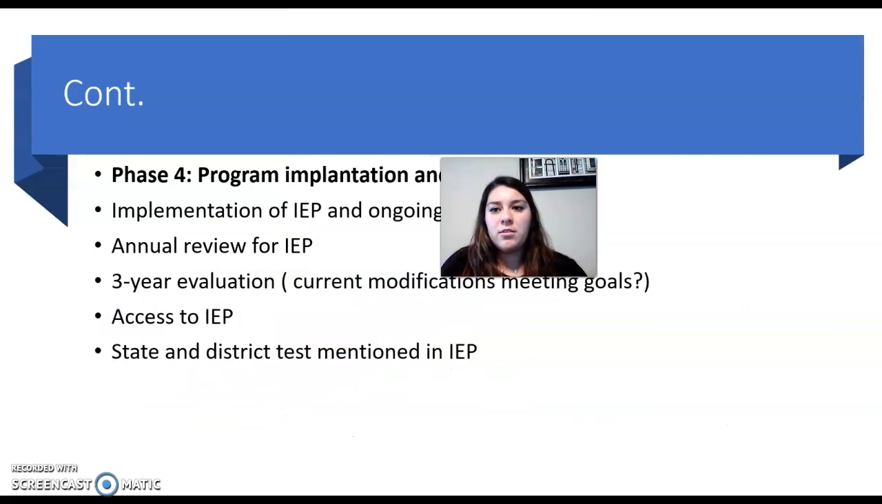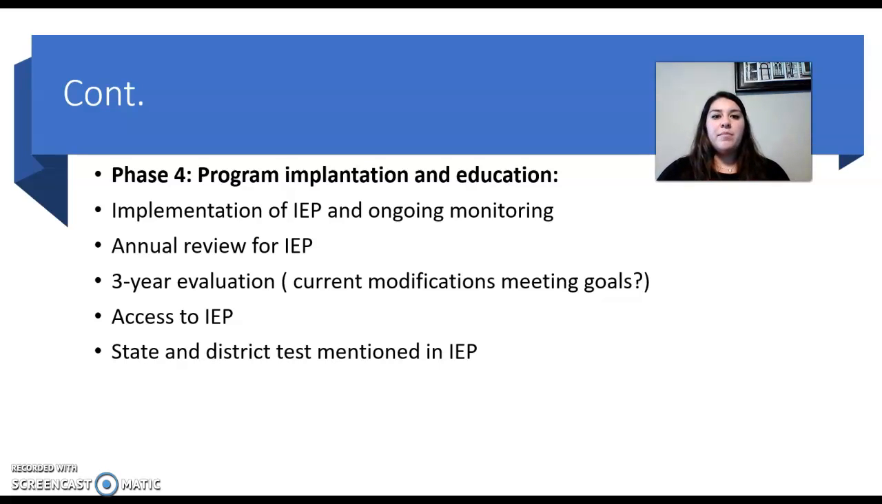Okay, and the last phase is phase 4. Phase 4 is program implementation and evaluation. So implementing of an IEP and ongoing monitoring. How is the student going to achieve the goals throughout the day or week or month? And how is the person knowing if they're achieving it or not? What kind of data are they going to provide? And usually the staff, the case manager, will provide the information to parents through email, quarterly, and then, like I said, the yearly IEP.